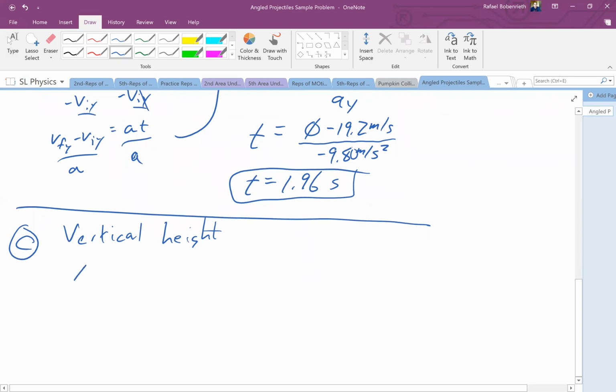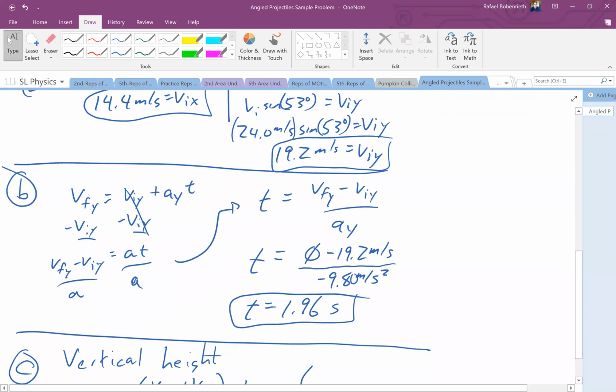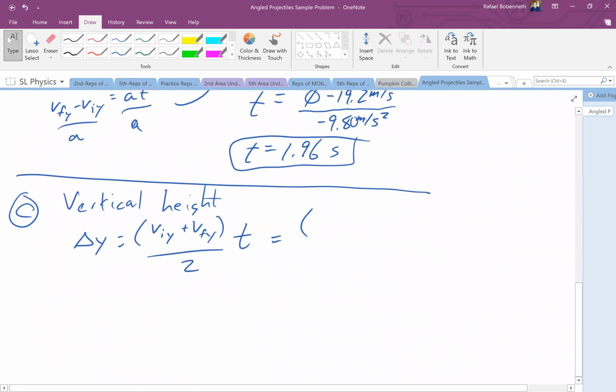So this means that the vertical displacement is equal to the initial velocity vertically plus the final velocity vertically, divided by 2, times the time. And I'm going to substitute those values in. The initial velocity vertically, let's go back up, make sure we get that right, is 19.2 meters per second. Final velocity is 0 vertically, divided by 2, times 1.96 seconds.